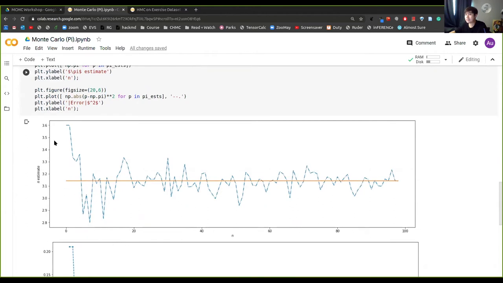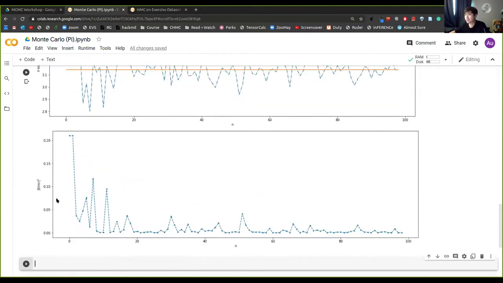And you can see the pi estimate, as you add more and more points, the numbers swing very far from pi and slowly get closer. And if you plot the squared error, you can see that the error drops as we have more and more Monte Carlo estimates.